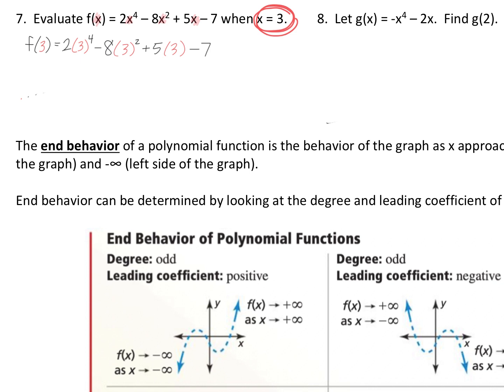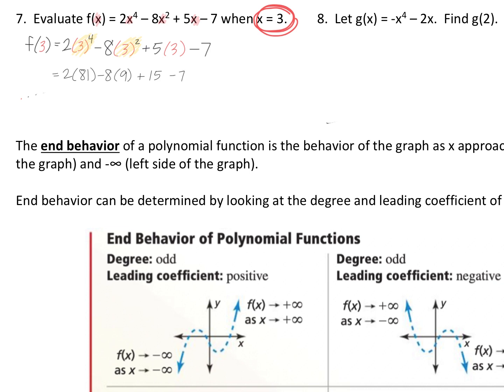A reminder, when you're doing order of operations, you would deal with these exponents first and figure out what those are. So like 3 to the 4th power is 3 times 3 times 3 times 3, which is 81. And you should hopefully know this one. What is 3 squared? 9. And that's 15 minus 7.